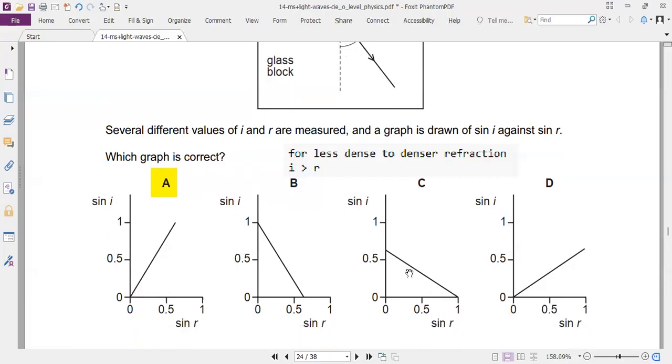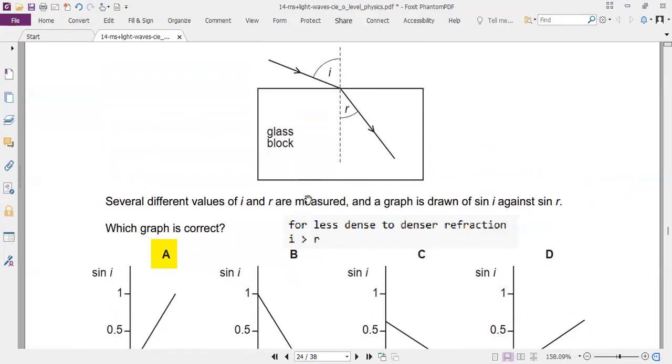So in A and D, they are confusing, and you will be well confused if you don't remember that I is always greater than R. I cannot be less than R. If I is less than R, then this relationship, look at this. I is greater than R. It is clear in the diagram.